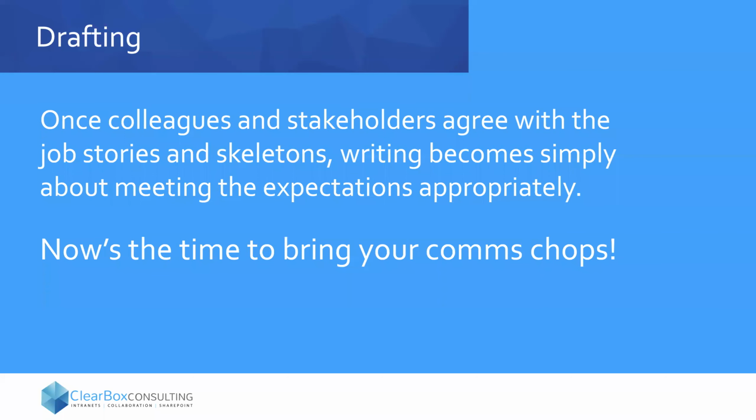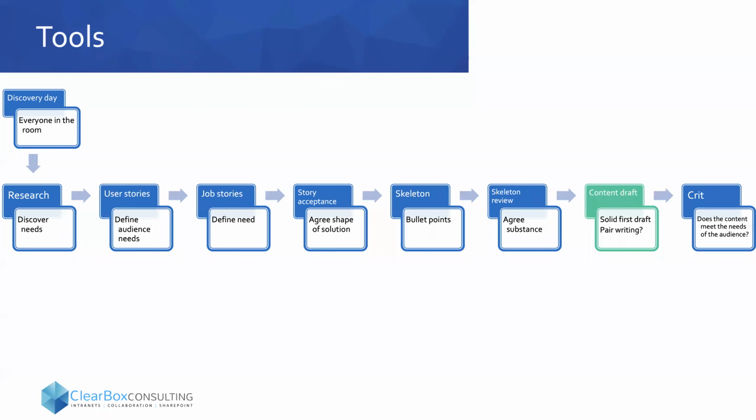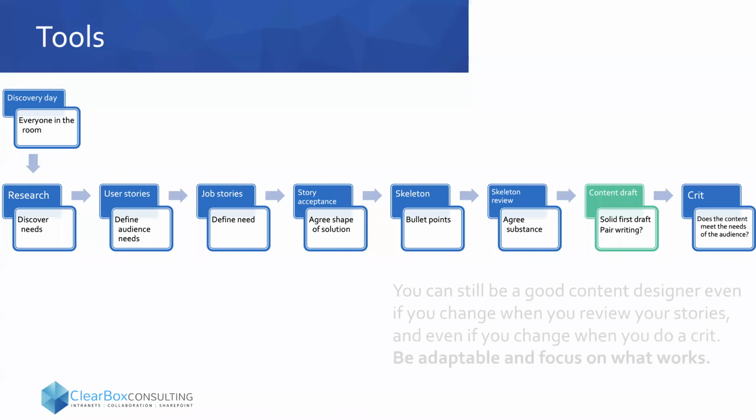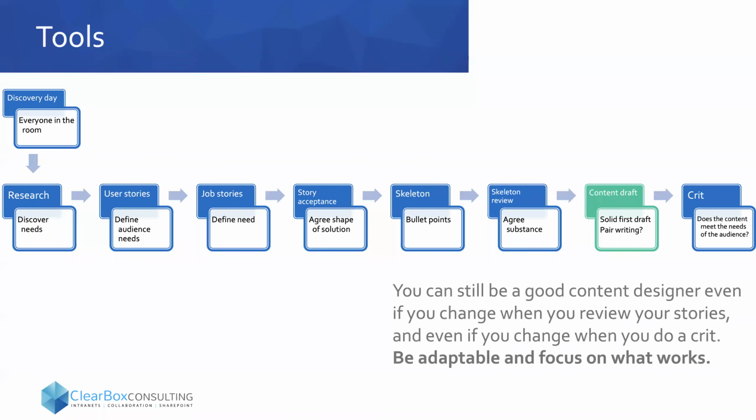Because the job stories and skeleton are so clear, everyone knows what's coming, no surprises. So the review cycle should be less painful, with fewer late ideas. This is all about your comms chops. So we've gone from research, user stories, job stories, and accepting those. We've laid out a skeleton that everyone goes, yeah, that seems good. And then we've drafted content as you normally do, working with your reviewers.